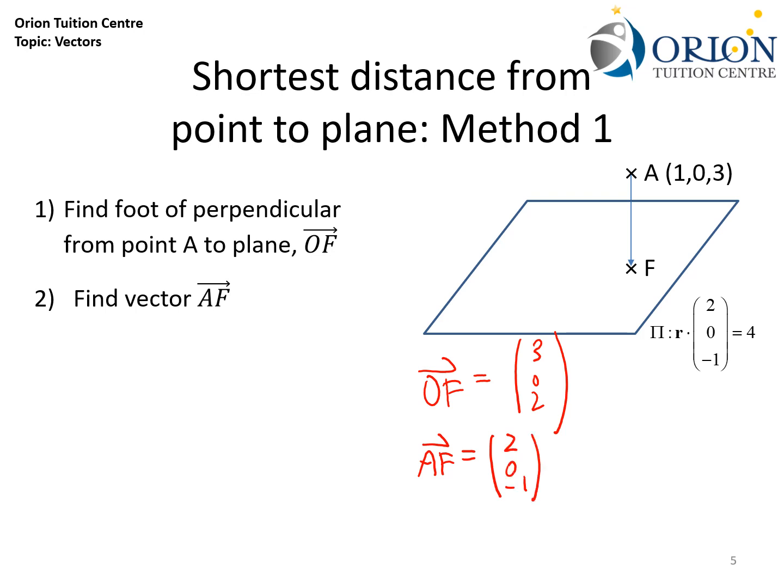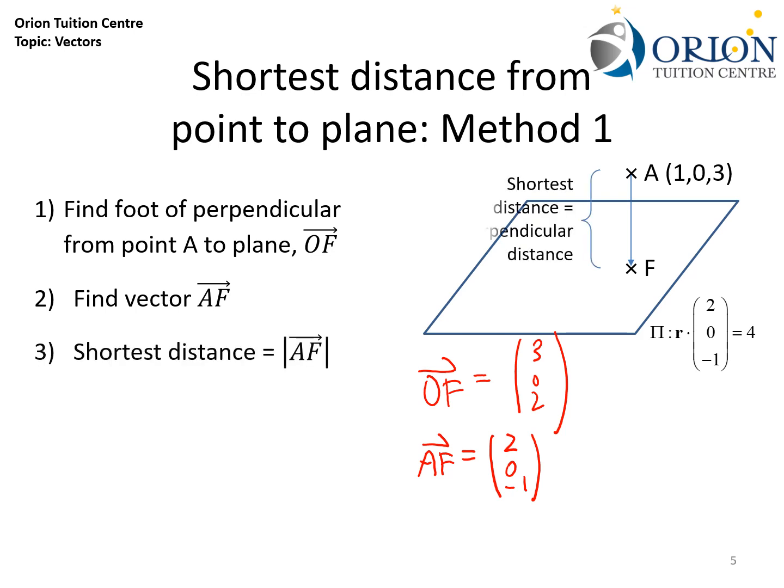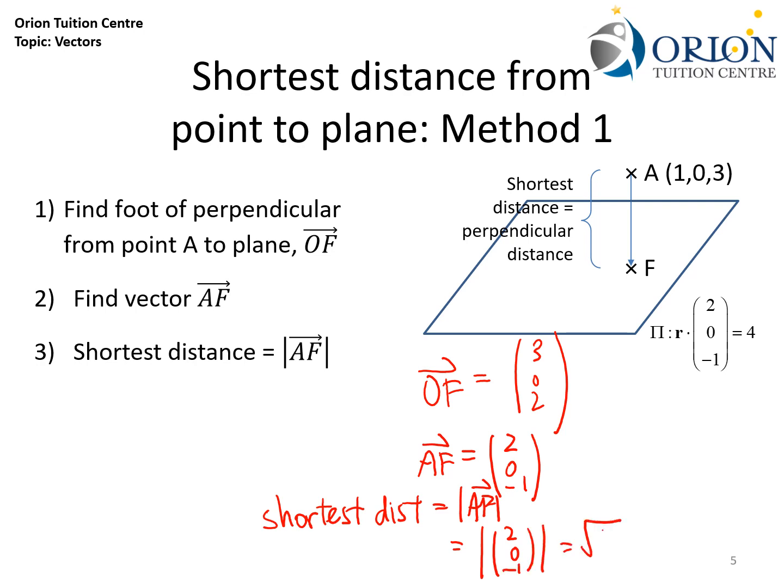And finally, once we get vector AF, the length of vector AF will be the shortest distance that we are looking for. So therefore, shortest distance will be equal to mod AF, which will be equal to mod of (2, 0, -1), which is square root 5 units.